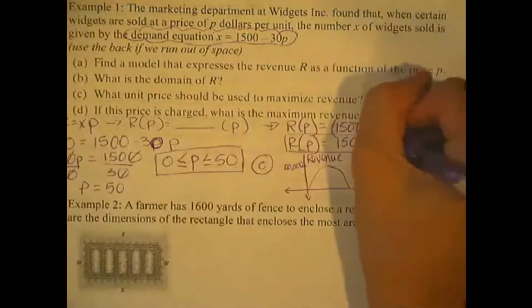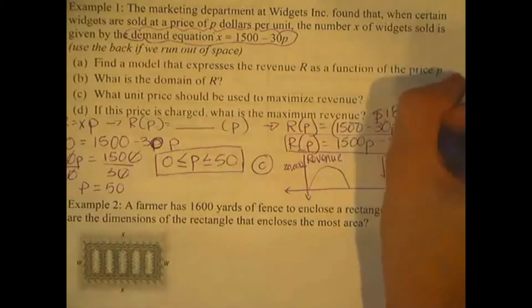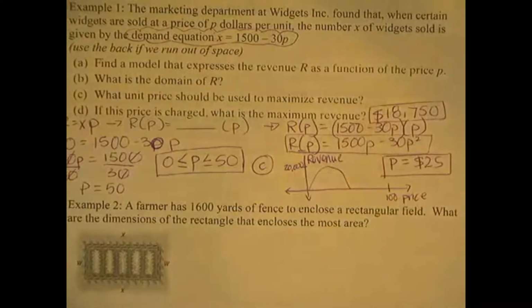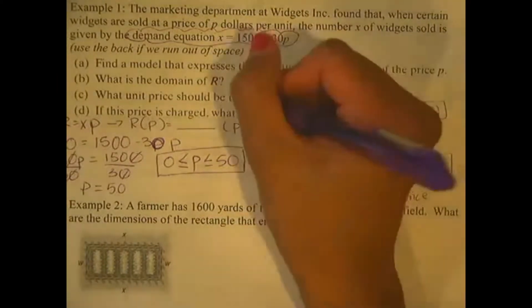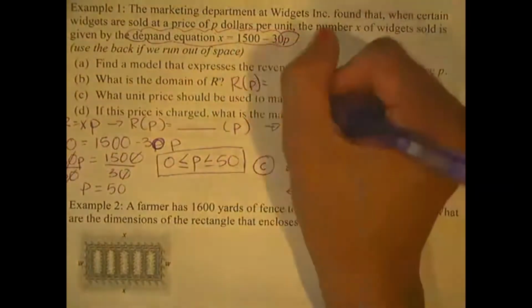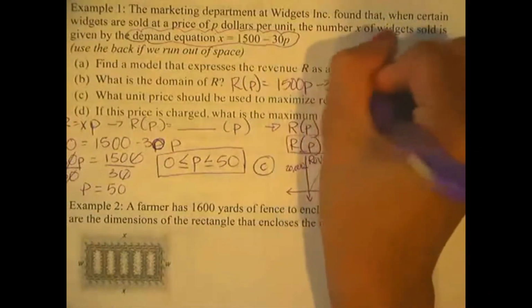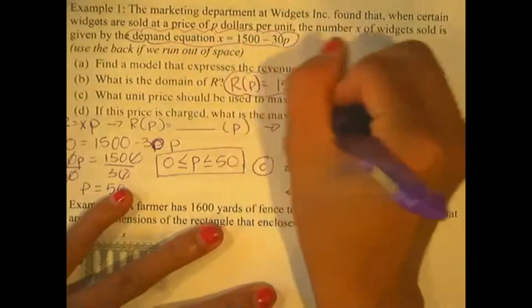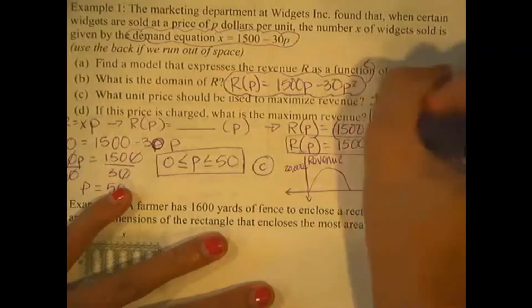So I'm going to write it right here. Oh look, I could have just written the answer right there. My maximum revenue is $18,750, and my price is $25. In part C, our equation was R of P equals 1500P minus 30P squared. Oops, this piece is going to go to part A, and the domain, I'm just putting things together next to the question so that it's a little bit more organized.